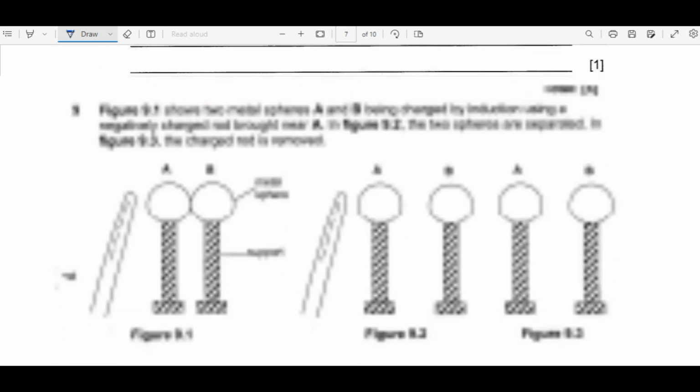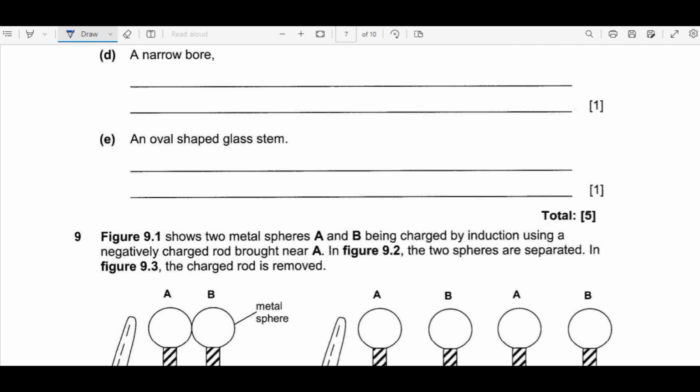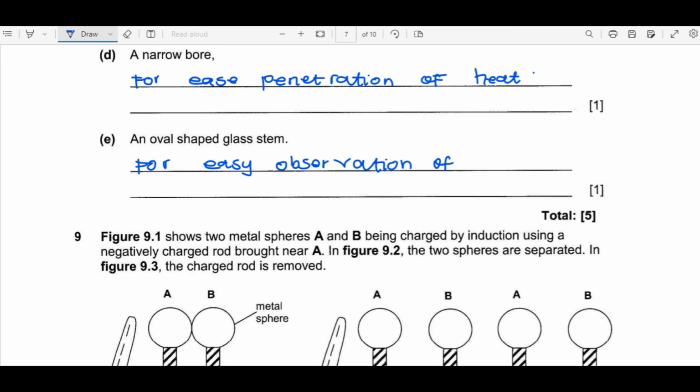Then for D, we have a narrow bore. So say for easy penetration of heat. Then an oval-shaped glass stem for easy observation of mercury. So whenever the mercury expands, we need to observe that.